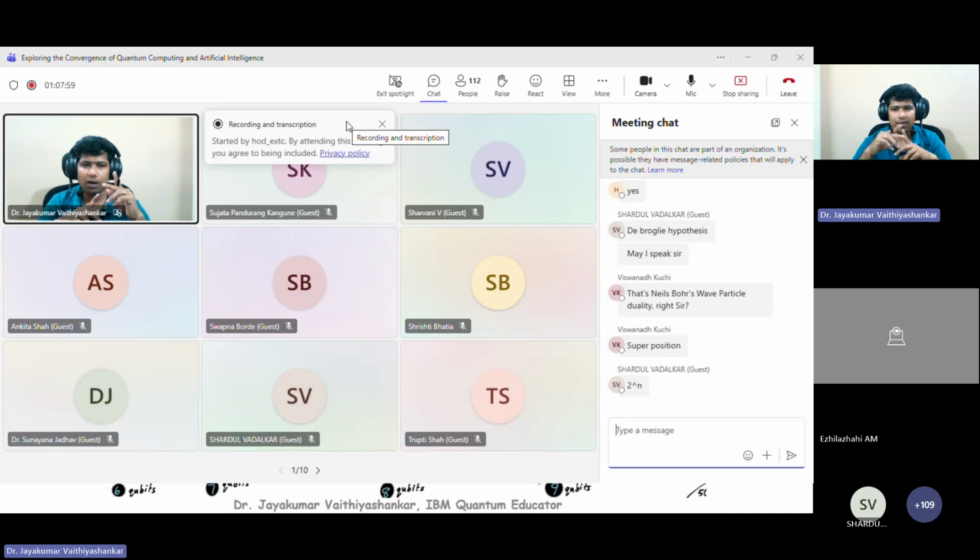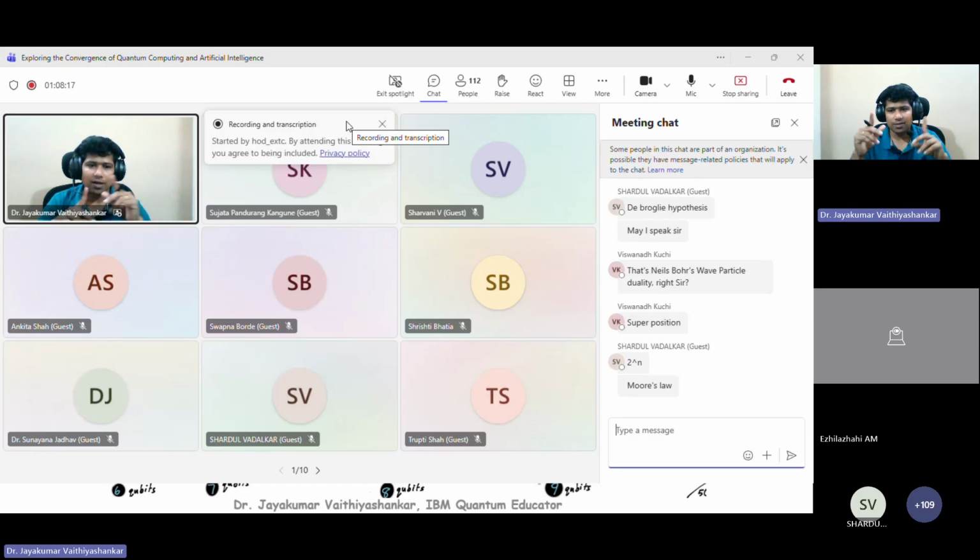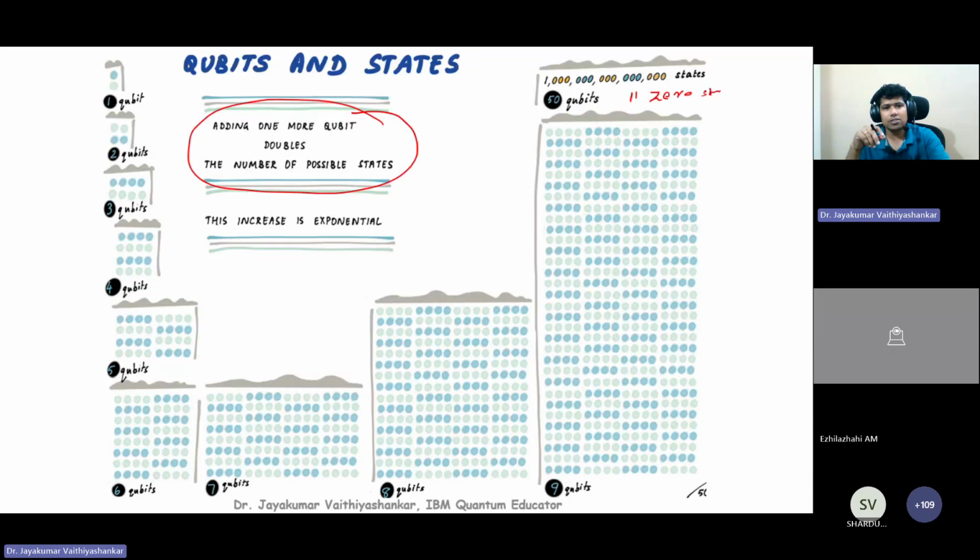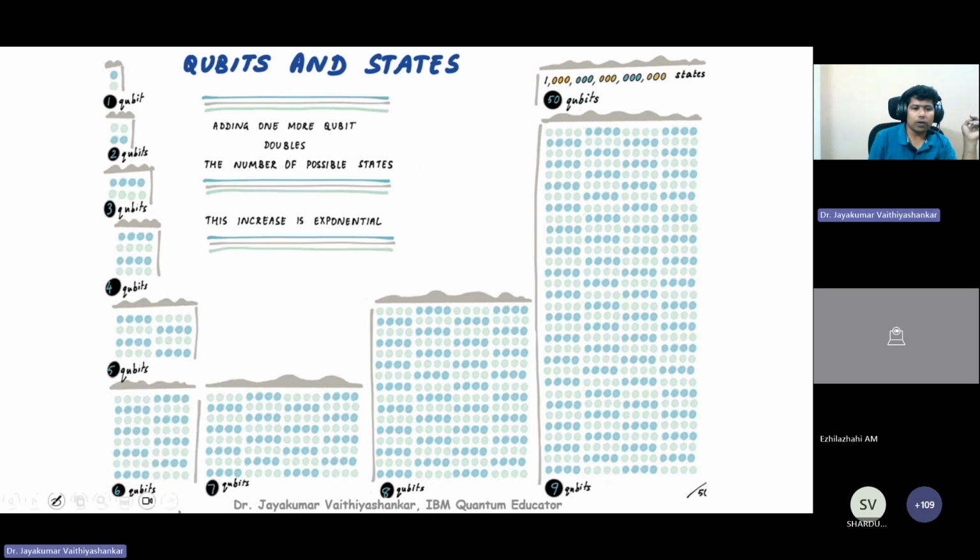We discussed one law initially, right? What is that law? We discussed Moore's law. Exactly, Professor. We discussed Moore's law. So we are able to achieve Moore's law with the help of adding one more qubit. So now we'll discuss how a qubit is represented.